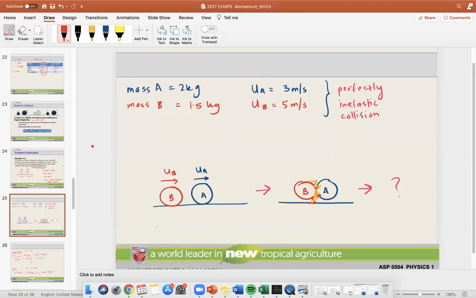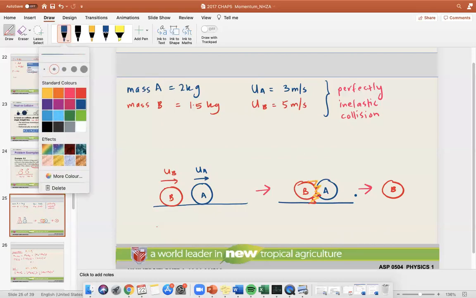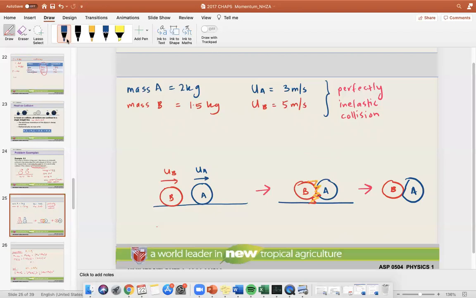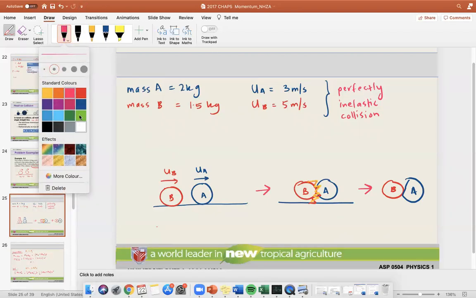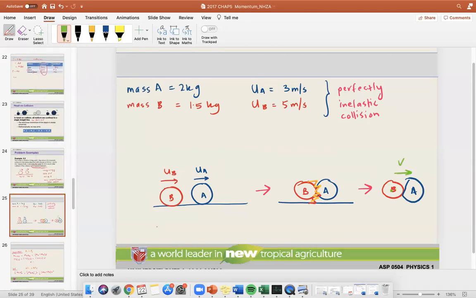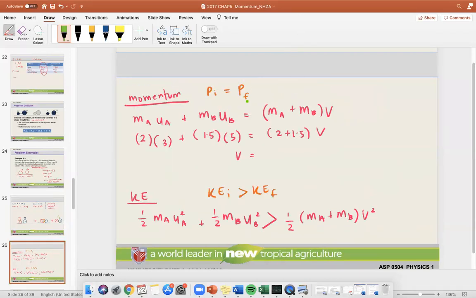Okay, so I already drew this. Mass A is 2 kilogram, mass B is 1.5, UA is 3 and UB is 5, perfectly inelastic collision, which means that my masses stick together, B and A sticking together. And they move at the same velocity, right? Let's use green. So they move at V. B has V velocity, A also has V velocity. So the equation for conservation of momentum is P initial equals P final: mA uA plus mB uB equals the combined mass, because it's a perfectly inelastic collision, times V.